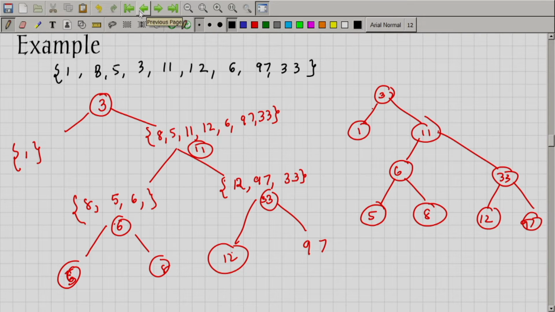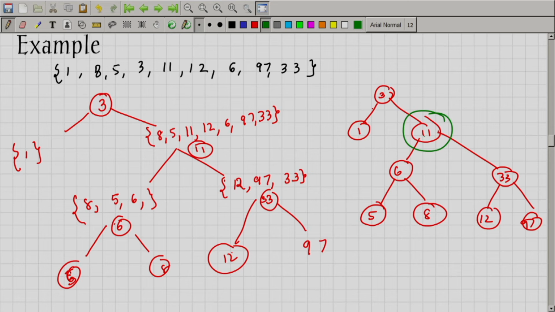So, here you can see that anything in the left subtree will not be compared with anything in the right subtree. For example, if you look at 11, all the elements below 11 were compared with 11, that is how we split it into two parts, but 6 is not going to be compared with 33, because they fall in different subtrees. Similarly, everything got compared with 3, but 1 is not going to be compared with 12.